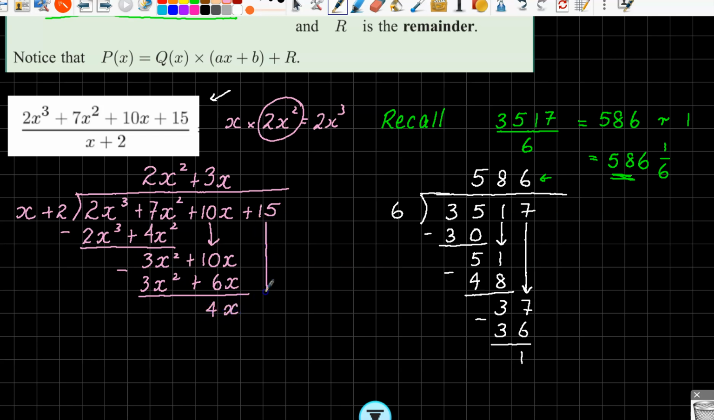And now we bring down the 15. Keep on going. Look at the x. x times what gives me the 4x? Well, this time it's going to be 4. So now we times everything through. And when I say everything, my divisor here, 4 times x plus 2, that becomes 4x plus 8. And we subtract. 4x take 4x, no x. 15 take 8 is 7. And we're done because we can't let x go into the 7.